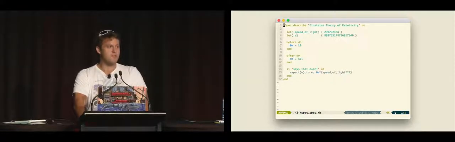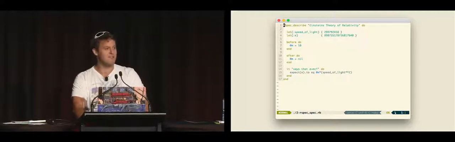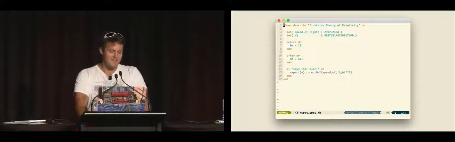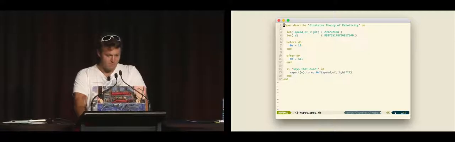The basis for all these specs today are going to be Einstein's theory of relativity, just as a little tiny bonus bit of knowledge for you all. I had to pick a trivial example, so that's what I went for.